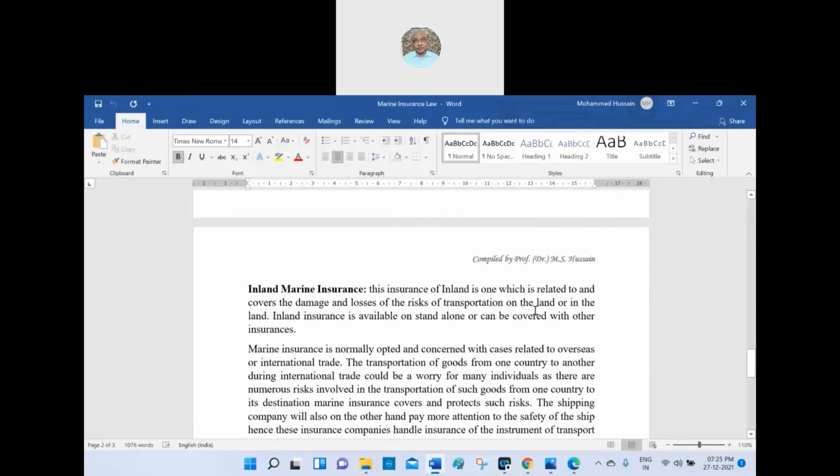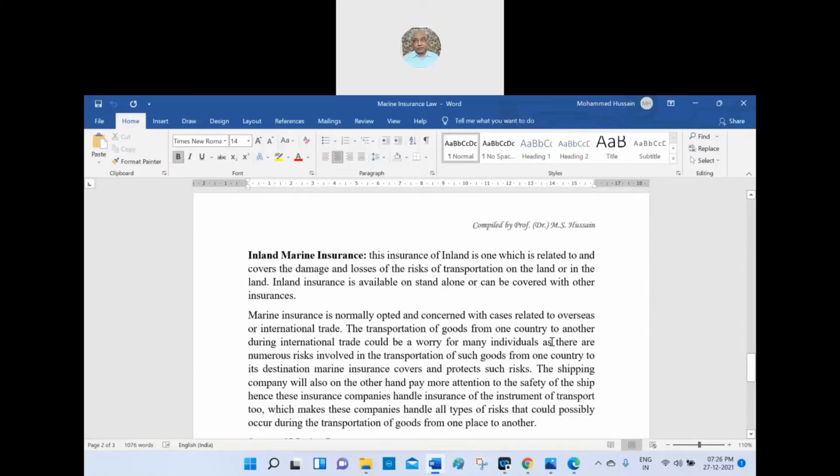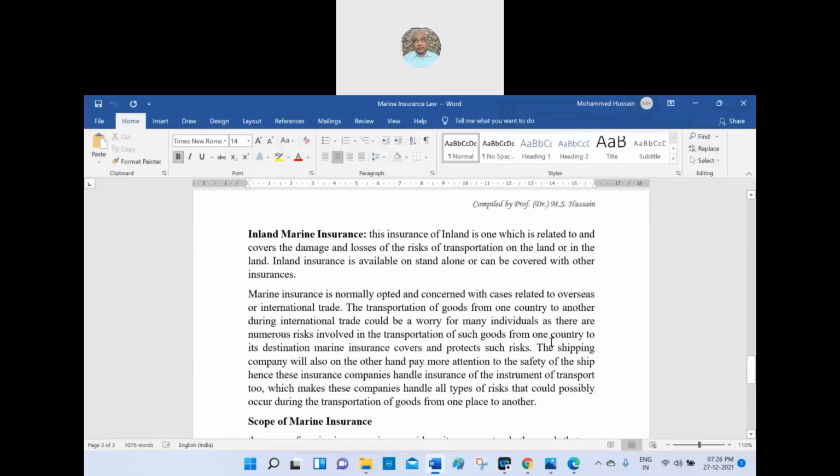Inland marine insurance is related to and covers the damage and losses from the risk of transportation on the land or in the land. So inland marine insurance, either on the land or in the land, is available standalone or can be covered with other insurances. Marine insurance is normally opted for and considered in cases related to overseas and internal trade.